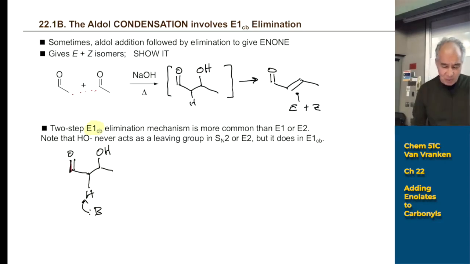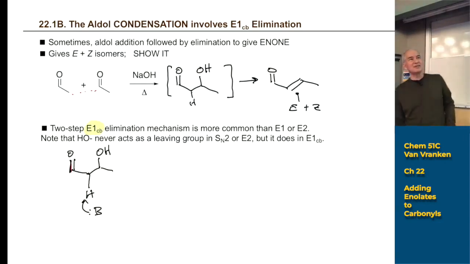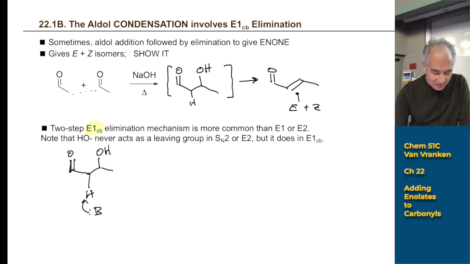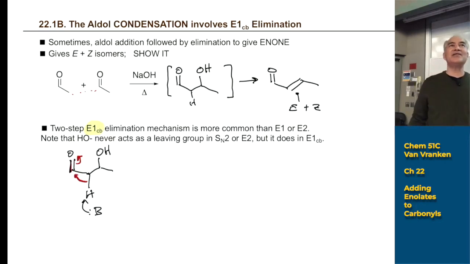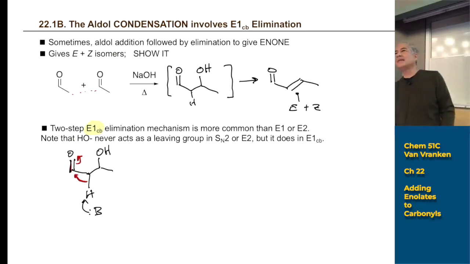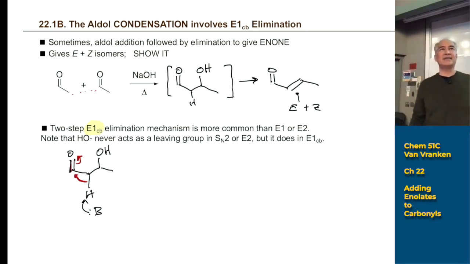But the issue is, what are we going to do with that pair of electrons? Well, you already know what bases do to protons that are alpha to carbonyls. This is the preferred event here: the electrons go into the carbonyl. They don't push out the hydroxide. That would be E2 elimination. They make an enolate, some kind of an anion, and that's what makes this E1 conjugate base. You make some kind of an anion in the first step of the mechanism.